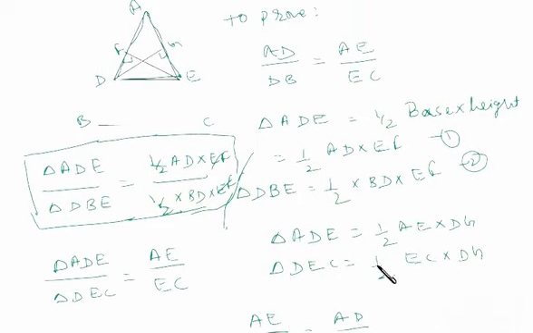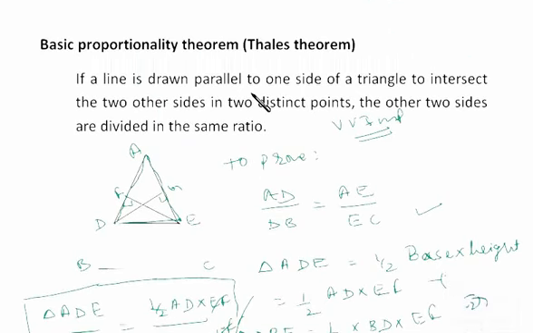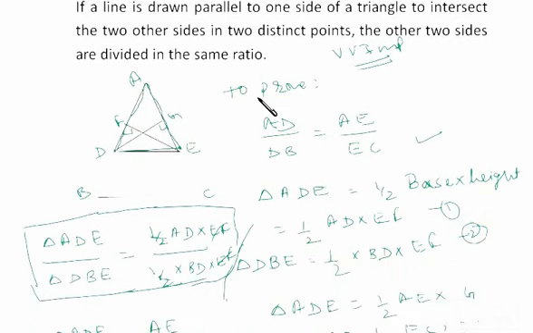Now AE by EC is equal to AD by DB or BD, right? So that is the thing that we had to prove. So this is the basic proportionality theorem. Again, I am going to mention over here that it's going to be very important. The proof of the theorem can be asked for 4 to 6 marks in your exams, and the problems based on BPT, that is basic proportionality theorem, may also be asked, right?